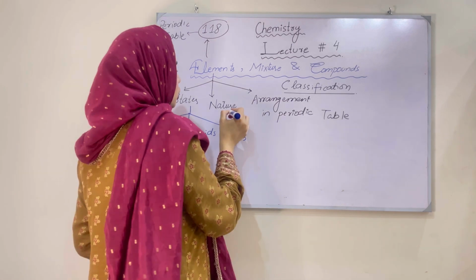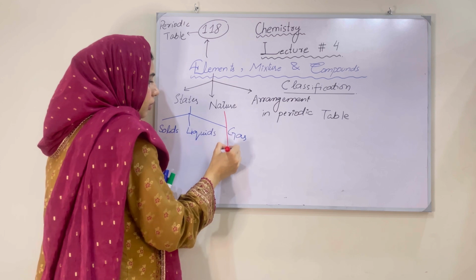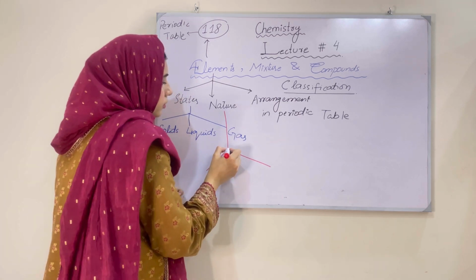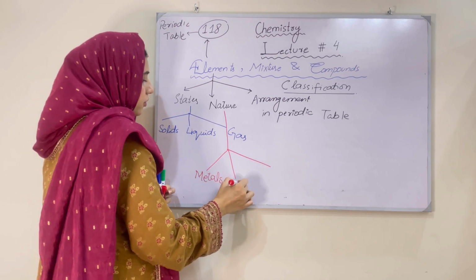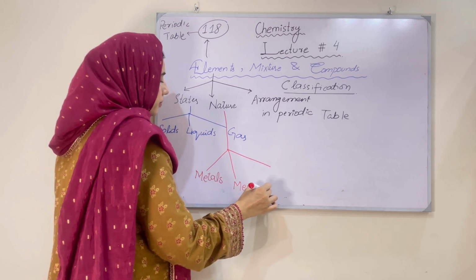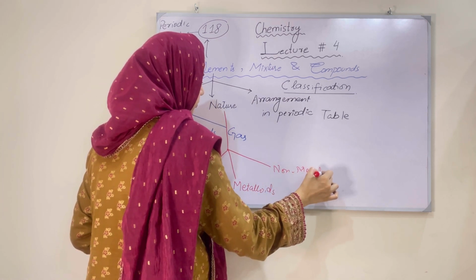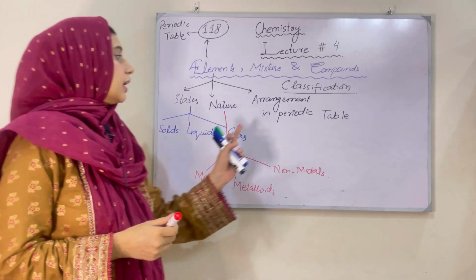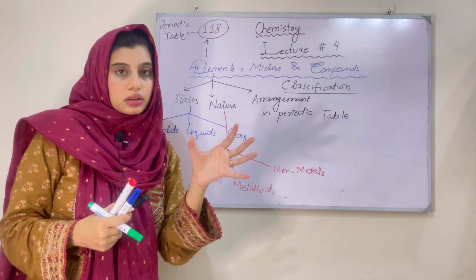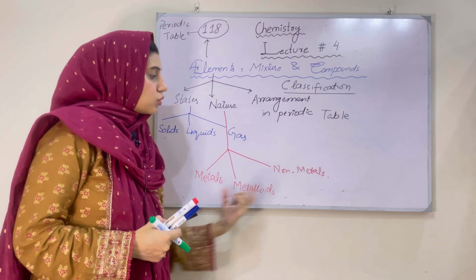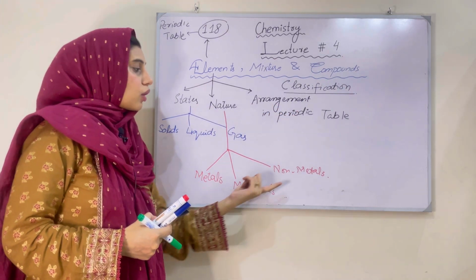Next classification is on the basis of nature of element. If I talk about nature, we have metals, we have metalloids, and we have non-metals. And then arrangement in the periodic table. These nature and arrangement in the periodic table are interlinked, because again I am going to explain these 3 things and their arrangement in the periodic table. We have metals, metalloids and non-metals.